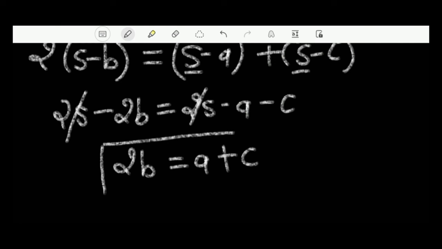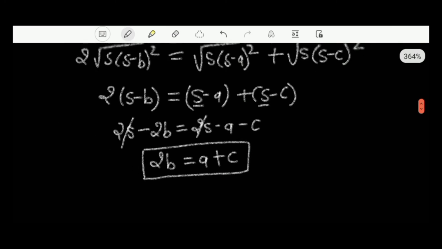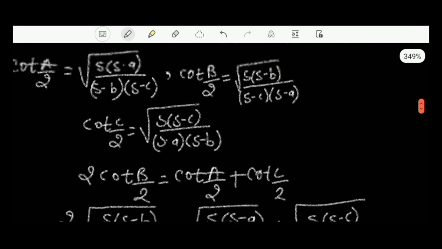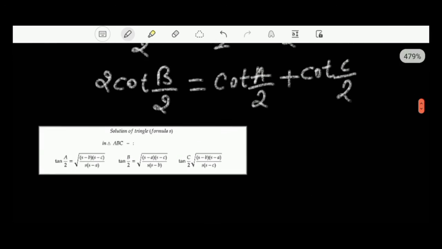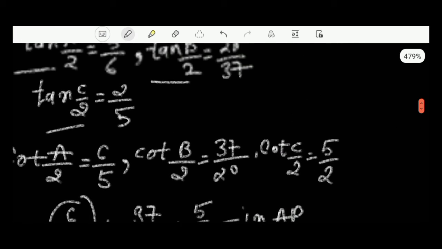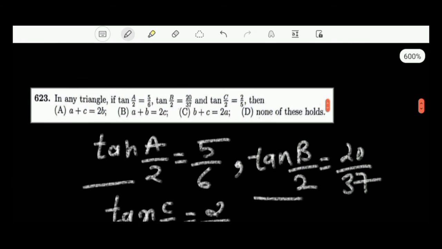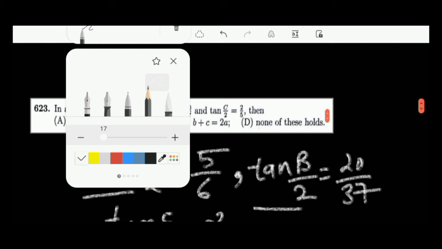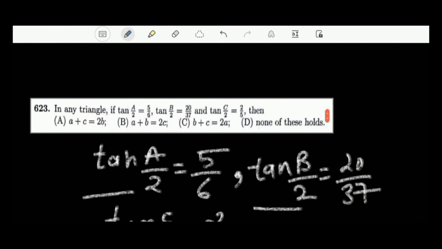So we obtain this result, and if we go back to our options, then we can simply say that the first option is correct. Twice of b is equal to a plus c.